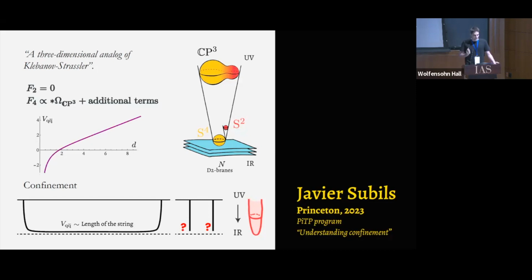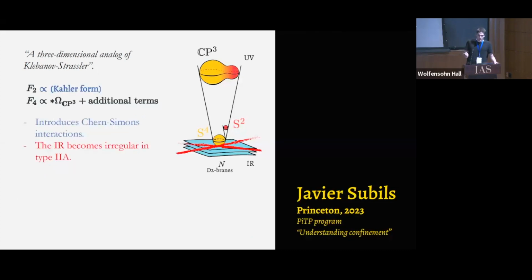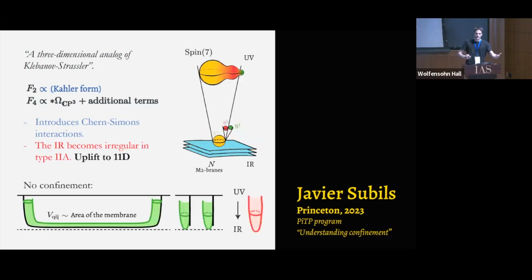Interestingly, if you turn on the F2 flux in type 2A, what happens is that, first of all, this introduces Chern-Simons interactions in the gauge theory side, and you destroy the infrared. You find that there's some curvature singularity, but fortunately you can regularize it by looking at how the solution looks in 11 dimensions. And here's something that we didn't expect to happen.